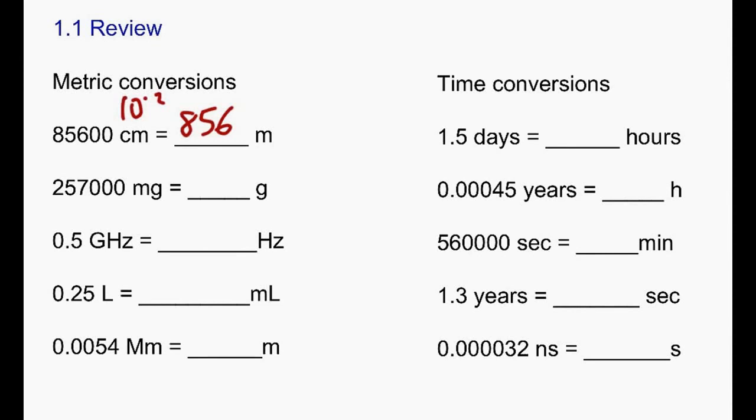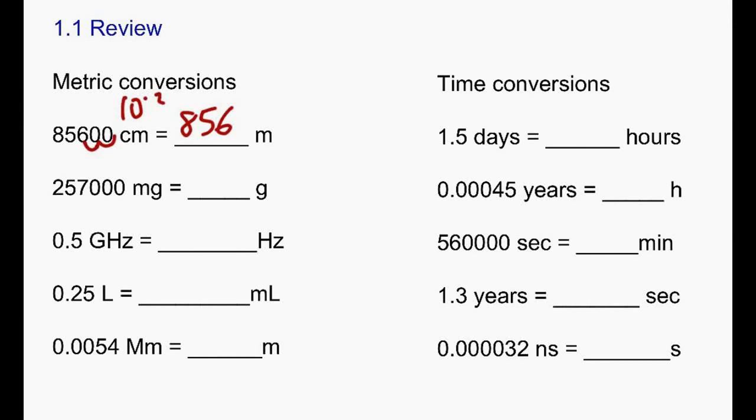Or you might have learned over the years to convert by just moving the decimal places. So if we have 85,600 centimeters, and centimeters is to the negative 2, that means we're going to move our decimal place 2 spots smaller. We're going to make it 2 spots to the left, so that would be 856.